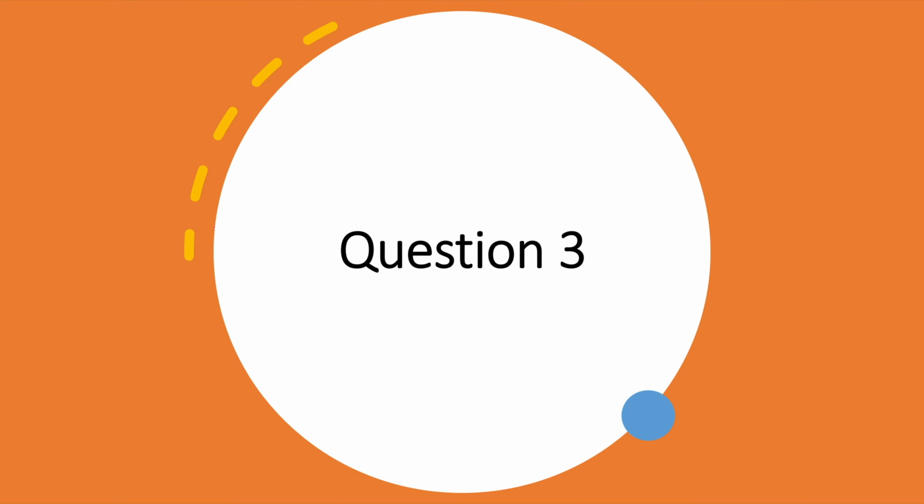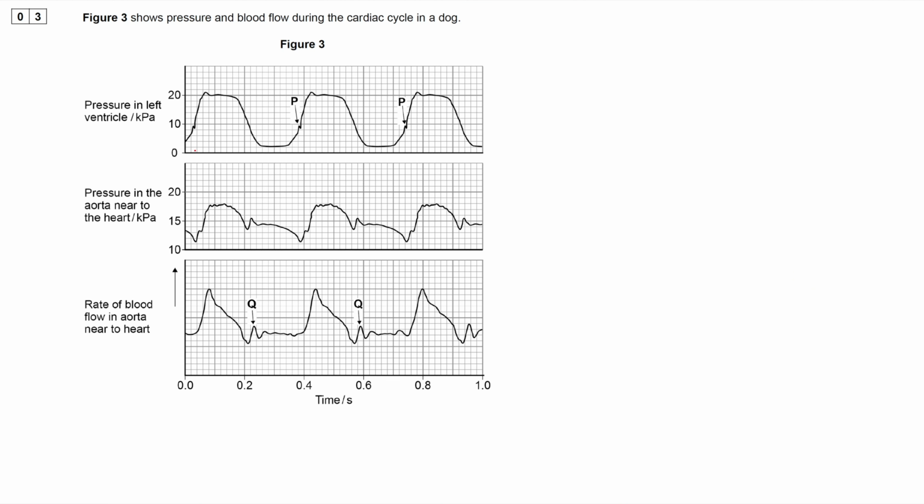Okay, so let's move on to question number 3. Figure 3 shows pressure and blood flow during the cardiac cycle in a dog. So here we see 3 graphs. So the top one is pressure in the left ventricle. Then the middle one is pressure in the aorta near the heart. And the bottom one is rate of blood flow in aorta near to heart.